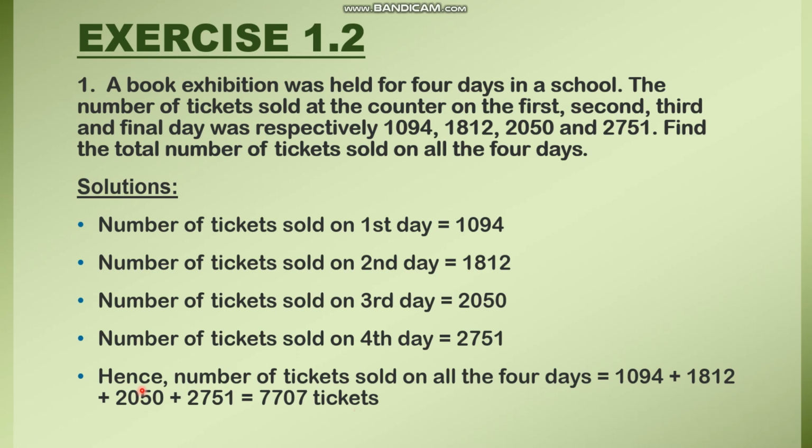So you can write the last step. Hence, number of tickets sold on all the 4 days is equal to 1094 plus 1812 plus 2050 plus 2751. So everyone add all these 4 numbers together, then you will get the answer 7707. Okay, children. So everyone add it and check whether this answer is right or not. Okay, dears. Is it clear? Okay. Now we will move to the second question.